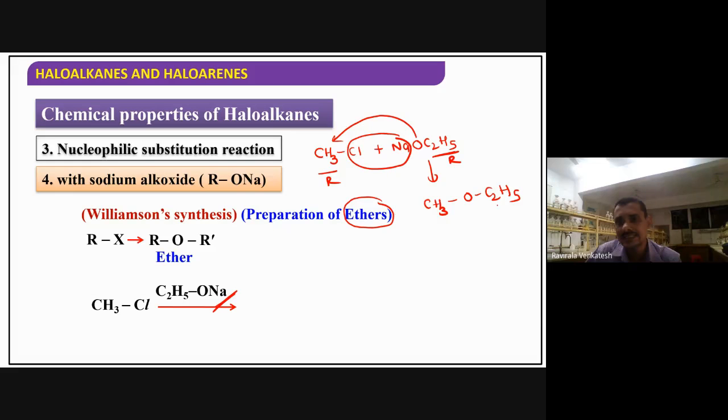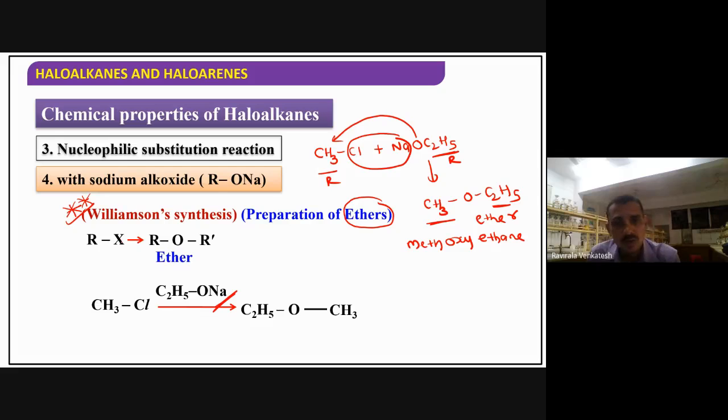This is called ether, isn't it? Ethyl methyl ether, or methoxyethane. The name of this one: this part is meth, oxy, and this has 2 carbons, called ethane. So methoxyethane or ethyl methyl ether. This is called the Williamson synthesis reaction. A very, very important named reaction, but this we discuss in ethers again. No problem, right?